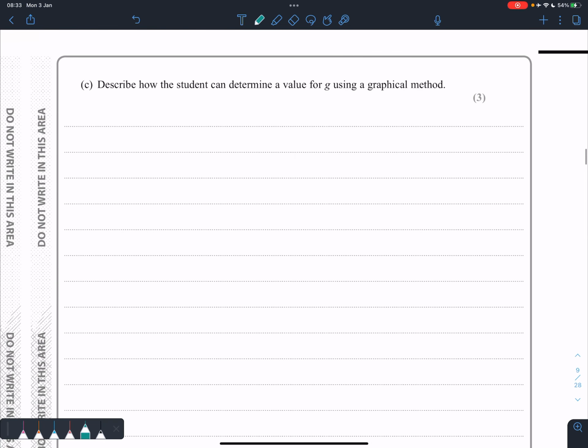Describe how the student can determine a value for g using a graphical method. Right, a bit more tricky, because you've got to say, okay, well, we've got to have different heights, h1, h2, h3. You've got to describe how you're going to do that. And then you've got to work out a graph. Now, the equation we're going to be using is v squared equals u squared plus 2as.